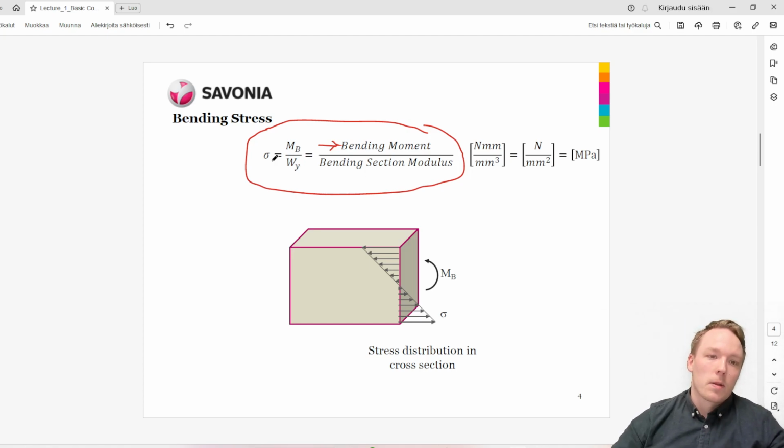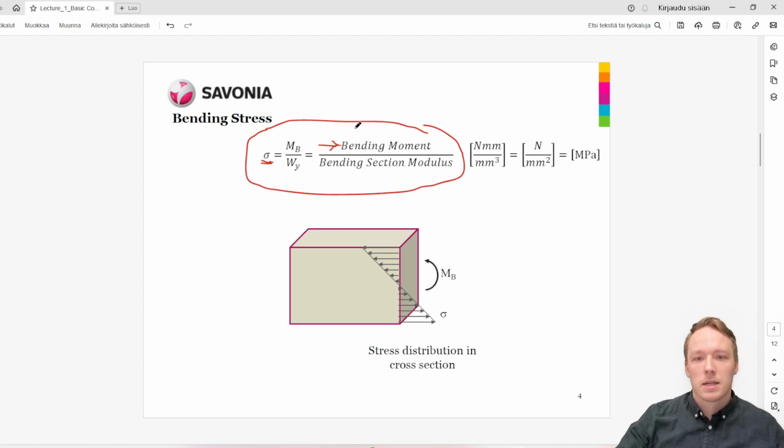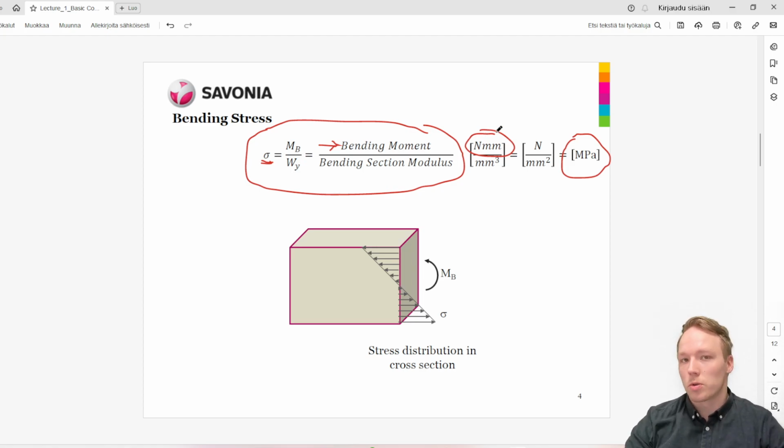So, one thing to notice here is that once again the symbol for bending stress is sigma, just like it is for normal stress. The reason is that this is basically a special case of normal stress, and the material is tensioned or compressed just like in normal stress cases. And once again, a really important thing, the unit will be megapascals. The bending moment, as we know, is typically in newton meters, but like I mentioned, you must always make sure to convert your units to millimeters. So in this case, the bending moment will be in newton millimeters, and the bending section modulus has a unit of millimeter to the power of 3. You will learn that when we do the calculations.